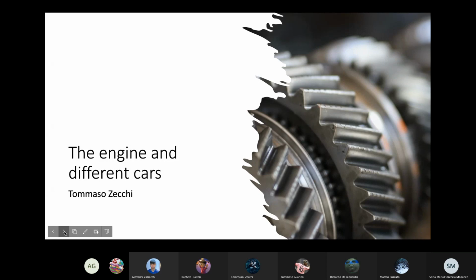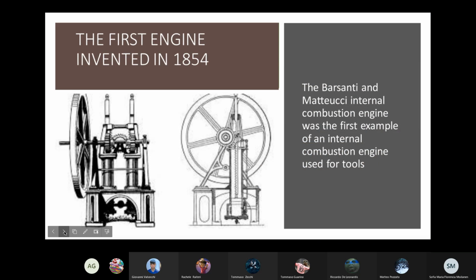Okay, now let's talk about the engines and the different cars. Okay, the first engine was invented in 1854. The Barsanti and Matteucci internal combustion engine was the first example of an internal combustion engine used for tools.